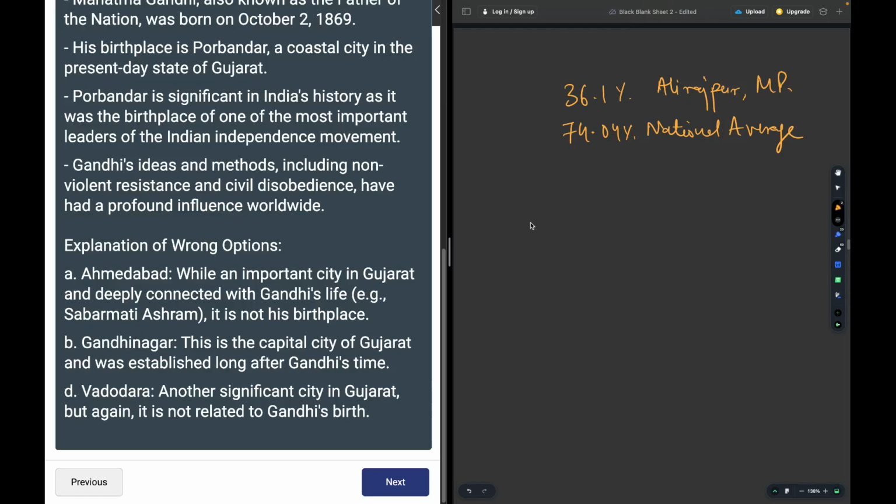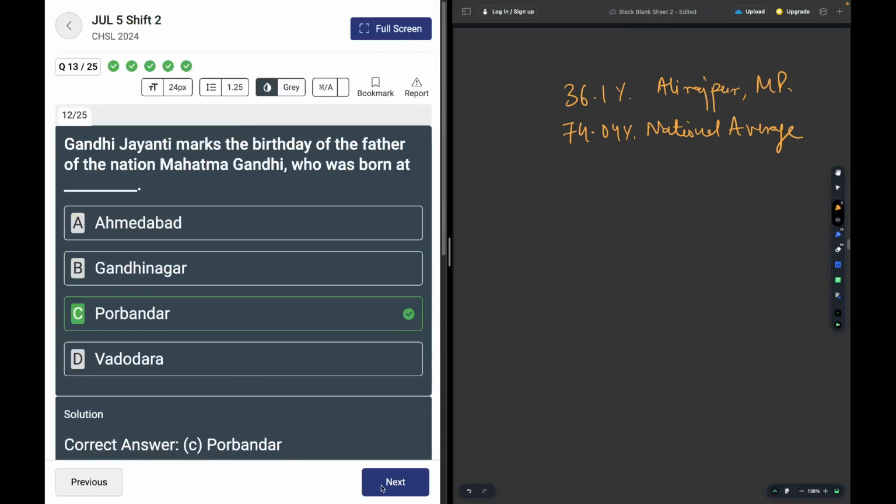It was established as the state capital after recognizing all the work that was done by him. See, first of all, it doesn't need any recognition. We exist because of him. Another significant city is Vadodara, and Vadodara doesn't have any relation with Gandhiji.